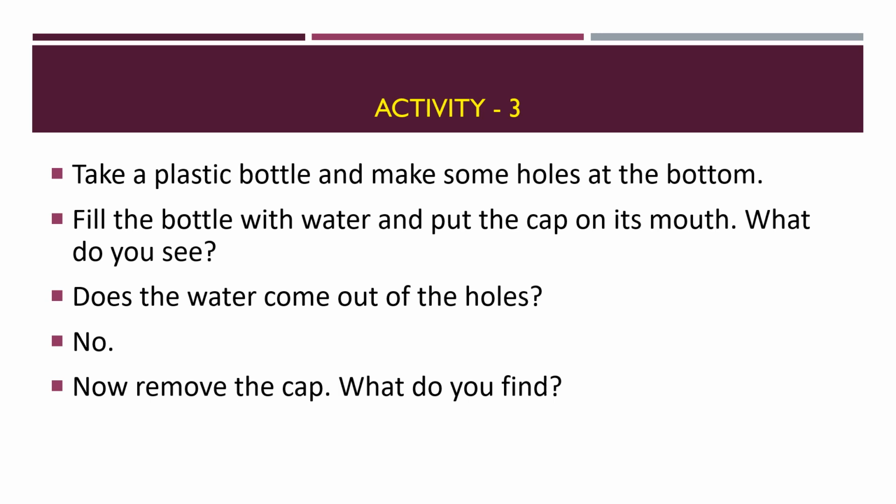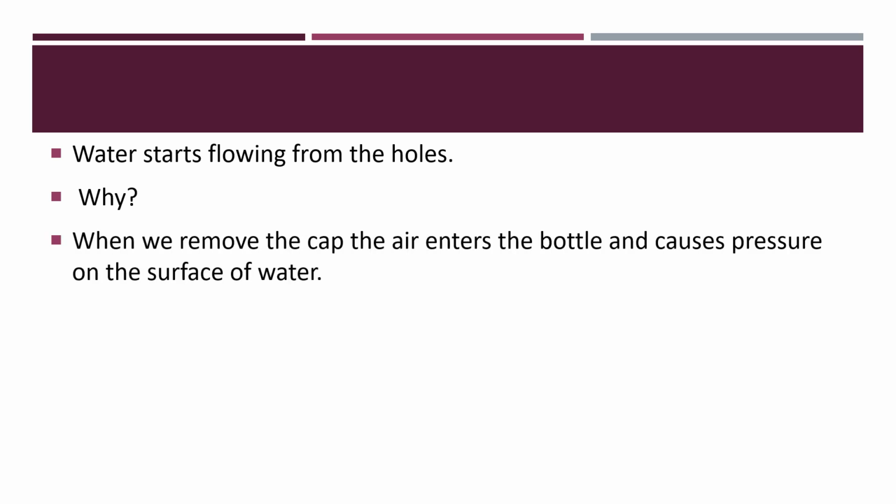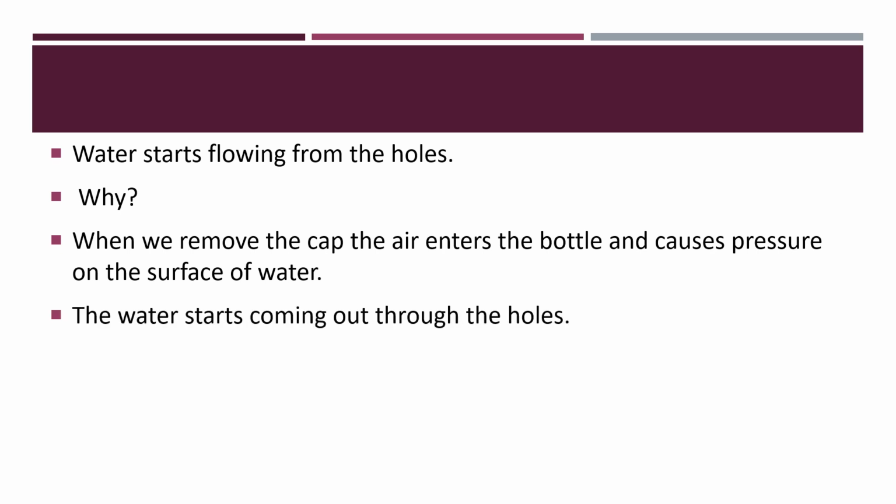Now remove the cap. What do you find? Water starts flowing from the holes. Why? When we remove the cap, the air enters the bottle and causes pressure on the surface of the water. The water starts coming out through the holes. This proves that air exerts pressure on each and everything.